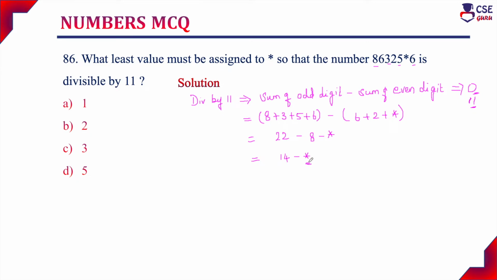If we apply star equal to 3, we will get 14 minus 3, which is 11, and this number is divisible by 11. So the correct answer is option C, 3.